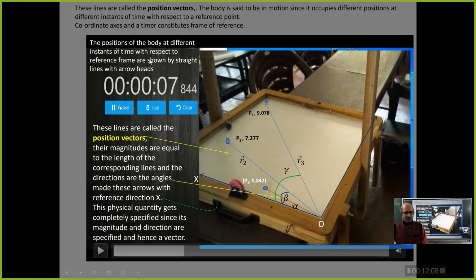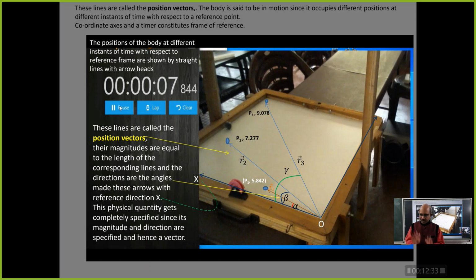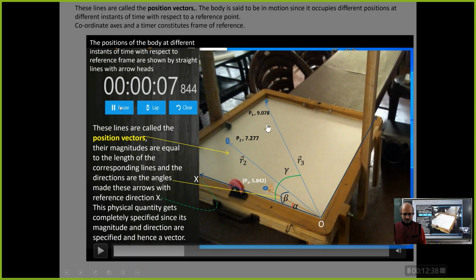Now, the positions of the body at different instants of time with respect to the reference frame are shown by straight lines. These are the straight lines. These lines are called position vectors. Which lines? Straight lines. There are so many straight lines. So the straight lines run from O to the positions. And their magnitudes: magnitude means, what is the size of the vector? In this case, size means the length of this line. The length of this line from here to here is the magnitude of this line.